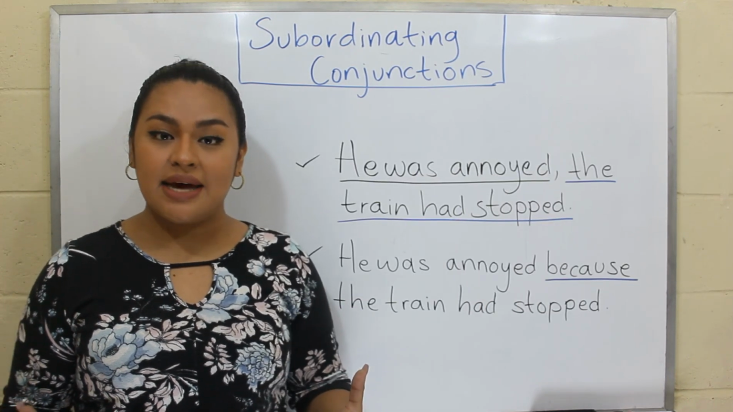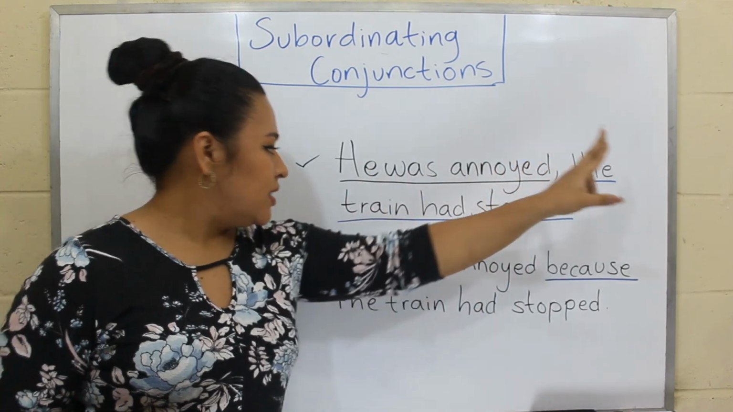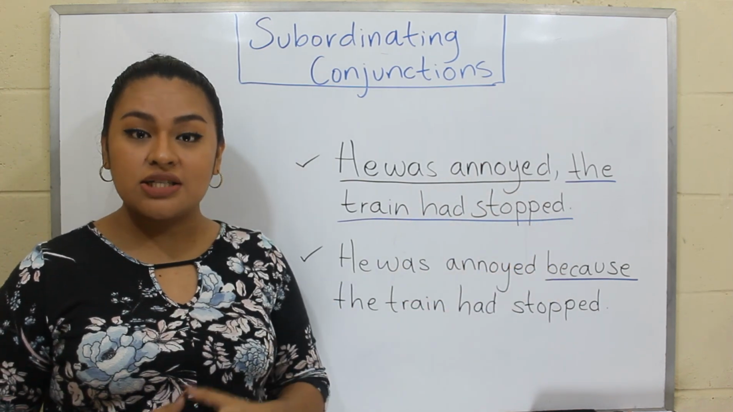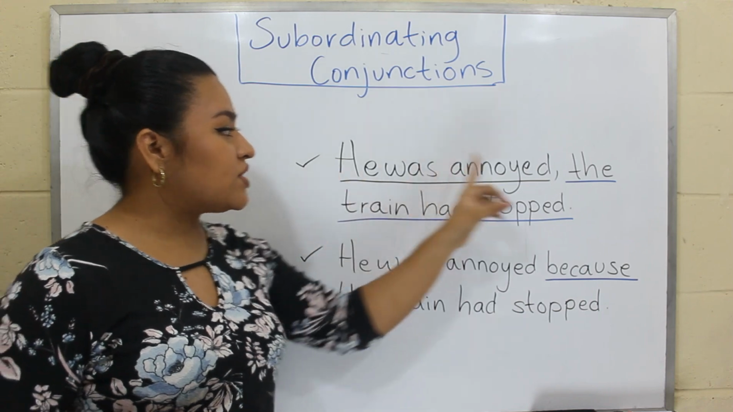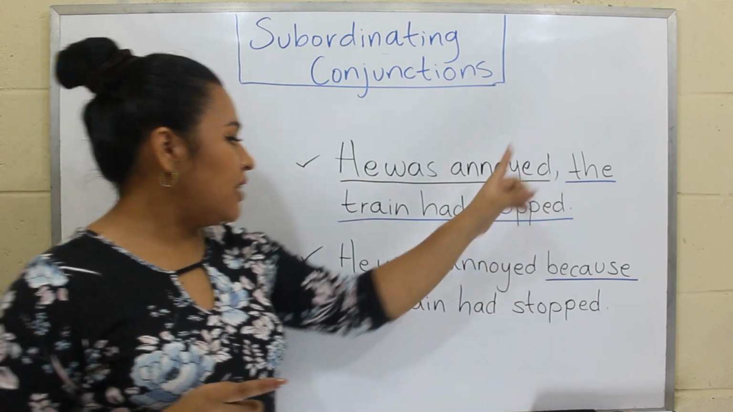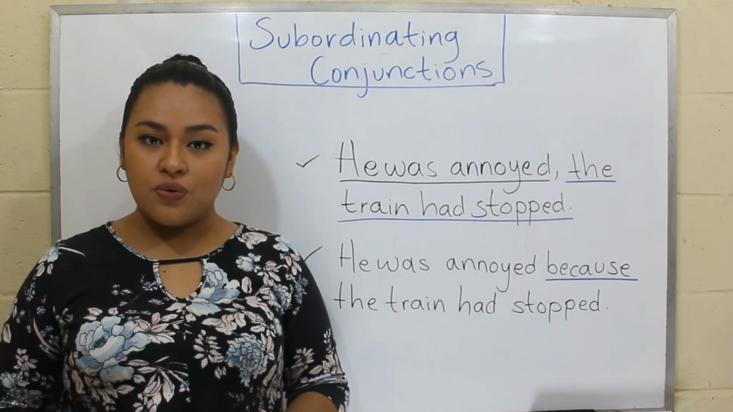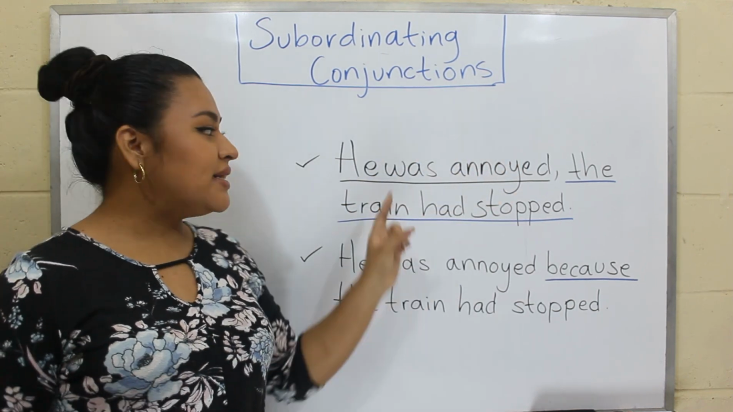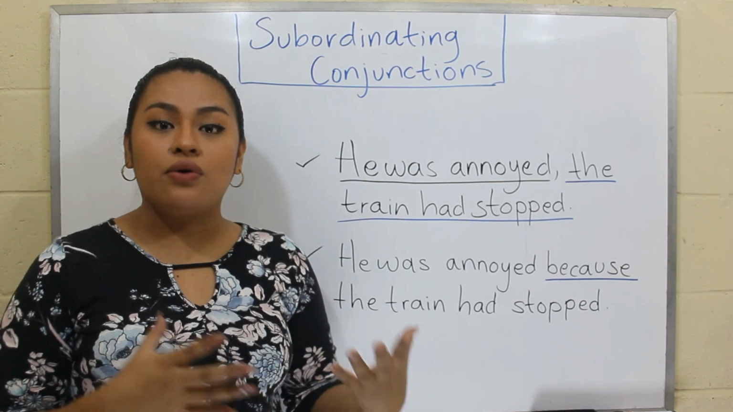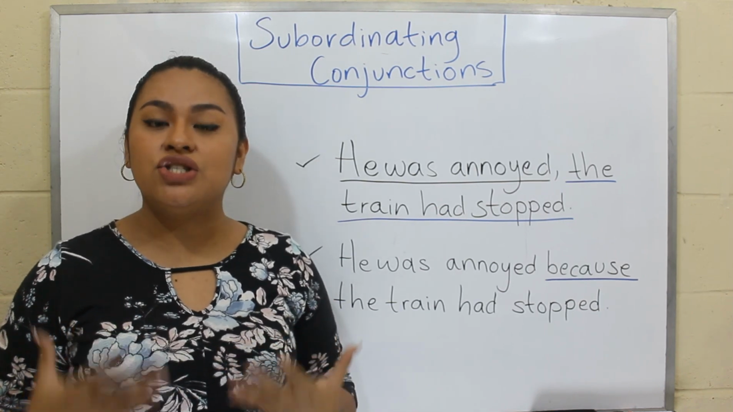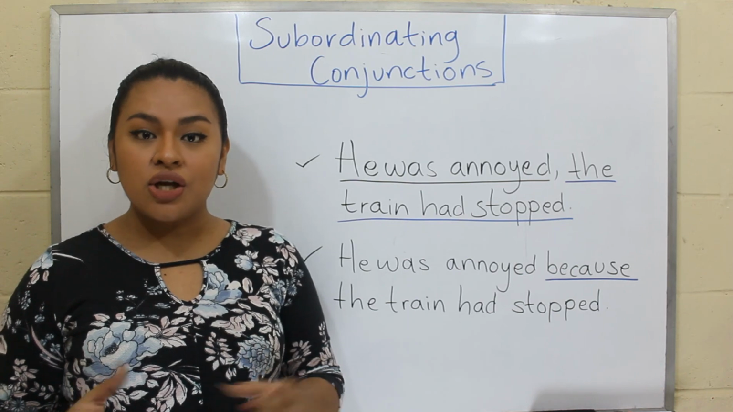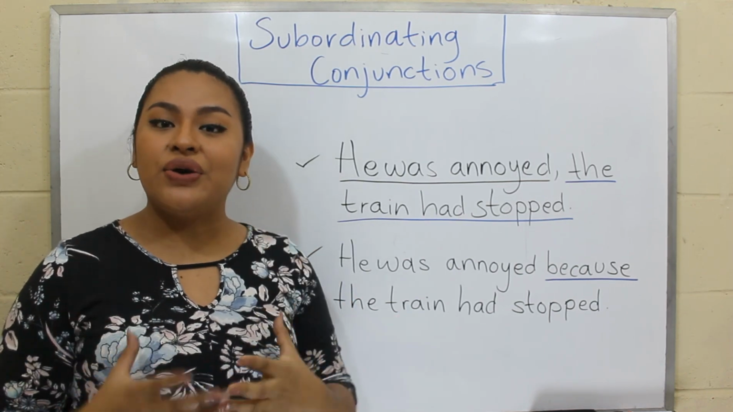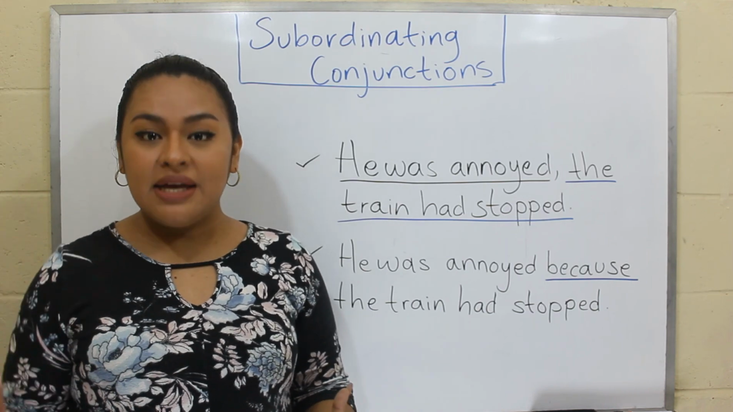So here we have an example. He was annoyed the train had stopped. We can see here that there are two different clauses or sentences. He was annoyed is the first one and the train had stopped is the second one. But this construction doesn't make sense. It doesn't transmit a complete idea or thought. So that is why we need a conjunction, because a conjunction joins two different clauses or sentences in order to create one that is really meaningful.